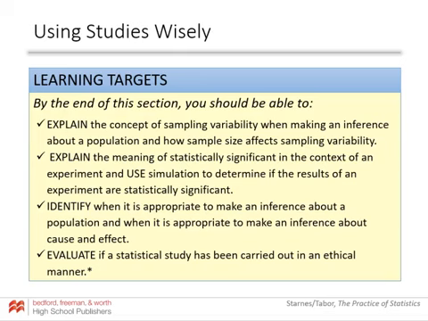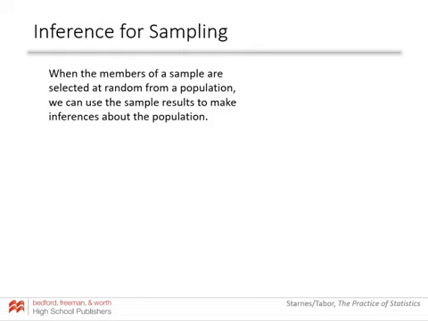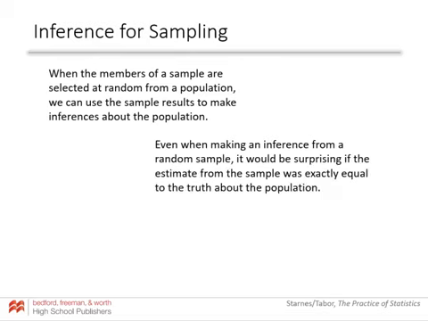4.3, using studies wisely. So now that we know how to take samples and do surveys and experiments, we've got to make sure that the conclusions that we come up with are valid and make sense. So what can we infer from our studies or experiments? If we took a random sample of a population, then we can take the conclusion of our study and infer that it applies to the whole population.